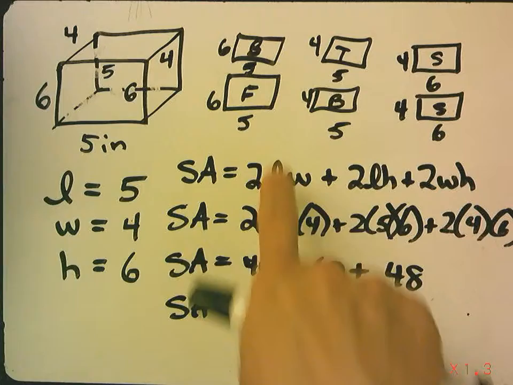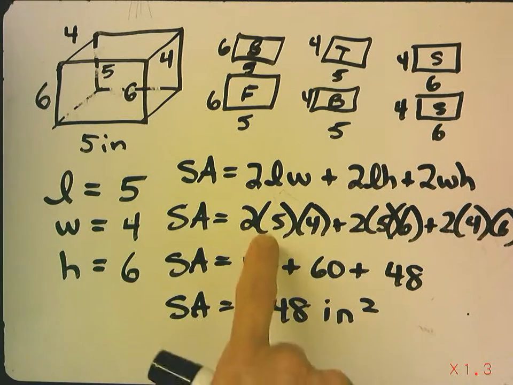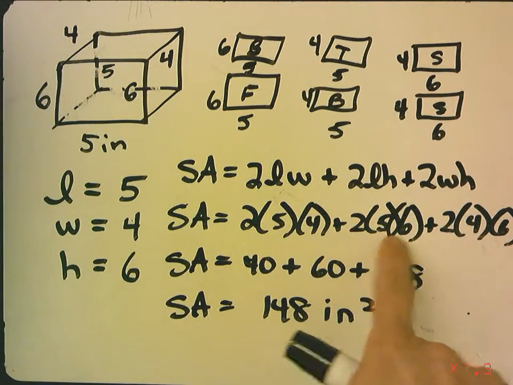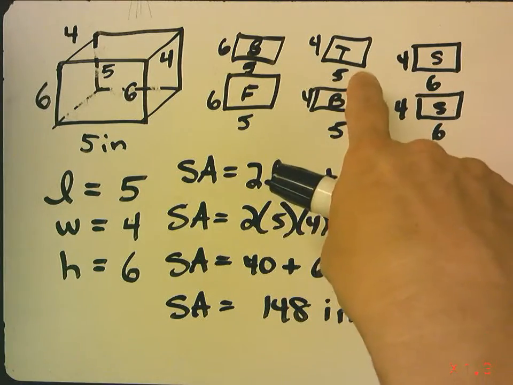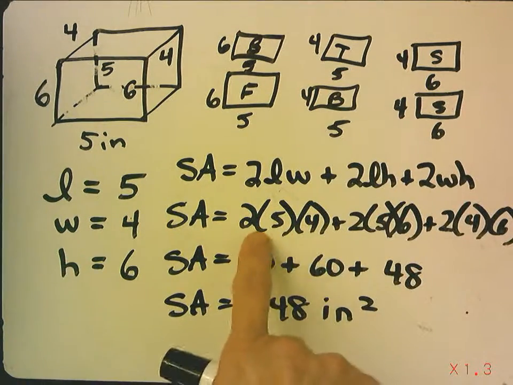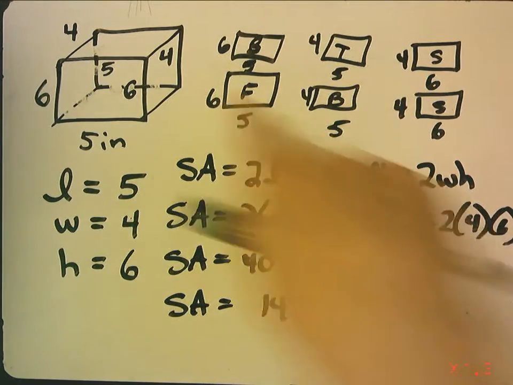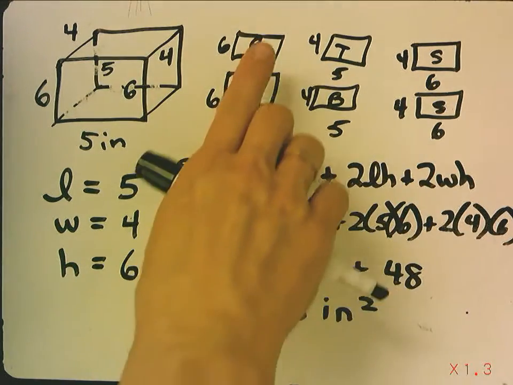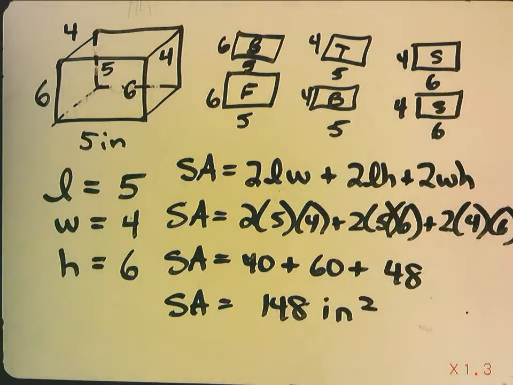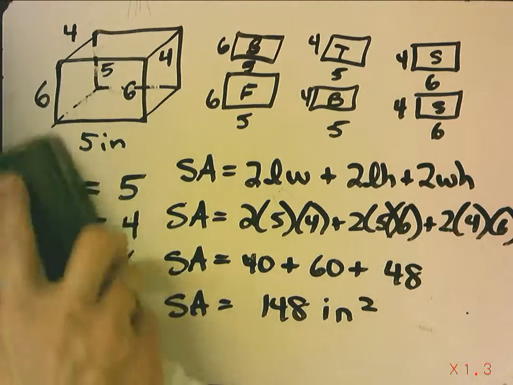So I'm doing 2 times 5 times 6, notice, 2 times 5 times 6. I'm doing 2 times 4 times 5, and 2 times 4 times 6. And so whether you break it into the 6 faces and find the areas, or whether you use the formula, you're going to come out with the same answer. Okay, so that's surface area of a rectangular prism.